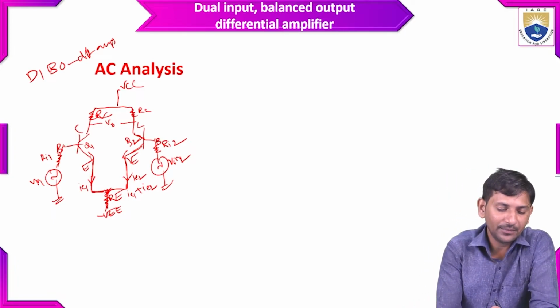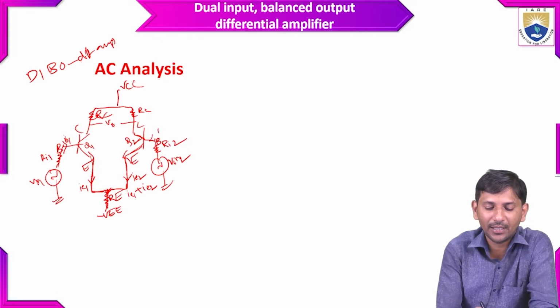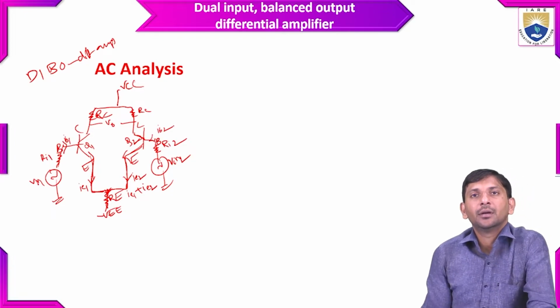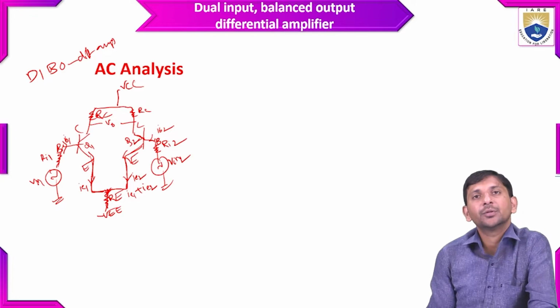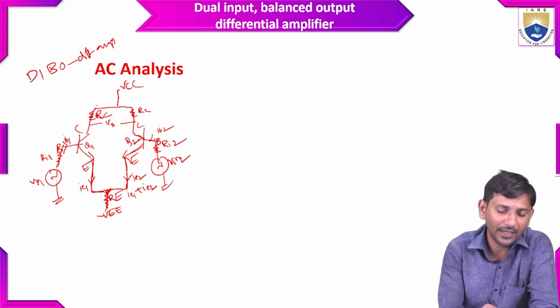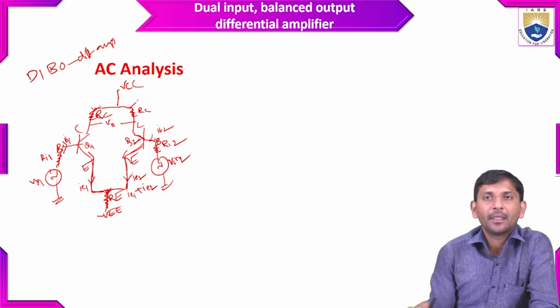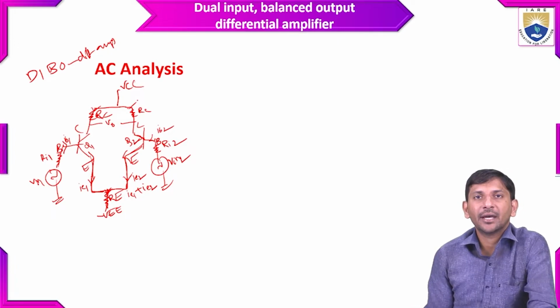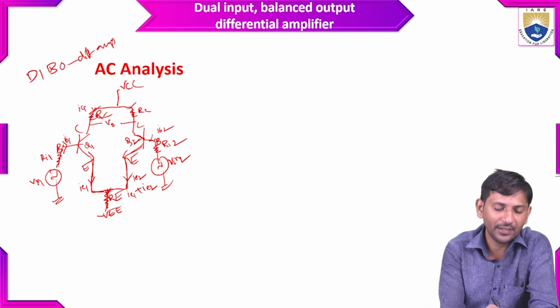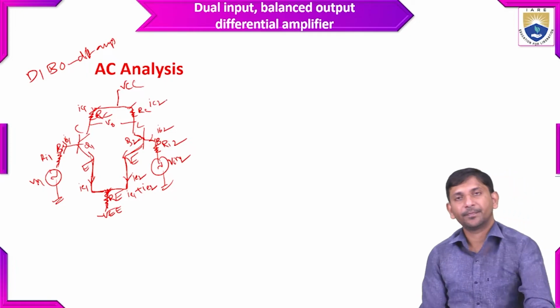The current passing through the base terminal of the Q1 transistor is IB1, and IB2 is for the base terminal of the Q2 transistor, and the currents across the collector resistances are IC1 and IC2.